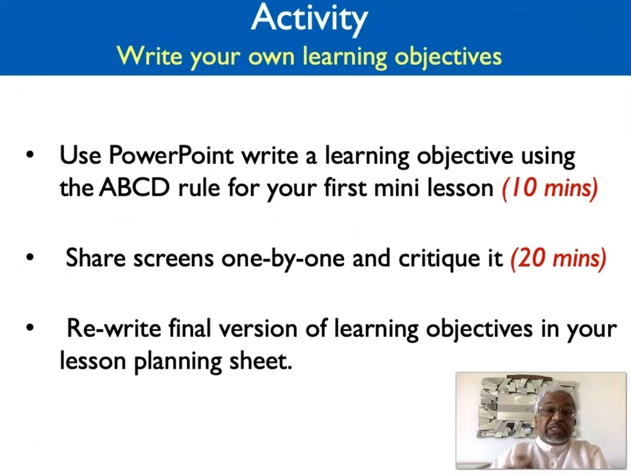So we end this session with an activity. Since this is online, you'll be using PowerPoint to write a learning objective using the ABCD rule for your first mini lesson, the first mini lesson that you'll be demonstrating. I'll give you about 10 minutes to come up with this. After that, each of you will share your screens one by one, and we'll critique it together. Finally, you rewrite the final version of the learning objective, and that will go into your lesson planning sheet, and will give you a clear indication of what is expected to be achieved in the lesson.